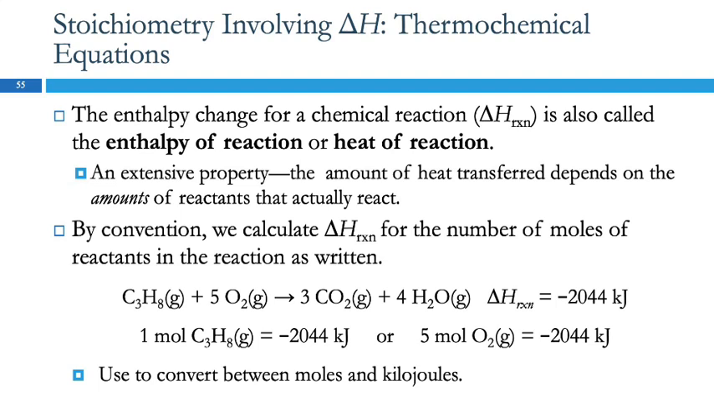Stoichiometry again. Now we can look at energy being involved in stoichiometry. So the enthalpy change for a reaction is delta H Rxn. It's also called enthalpy of reaction or heat of reaction. And when you call it heat of reaction, then delta H Rxn makes a little more sense, right? H for heat. This is an extensive property, meaning it depends on how much stuff there is.